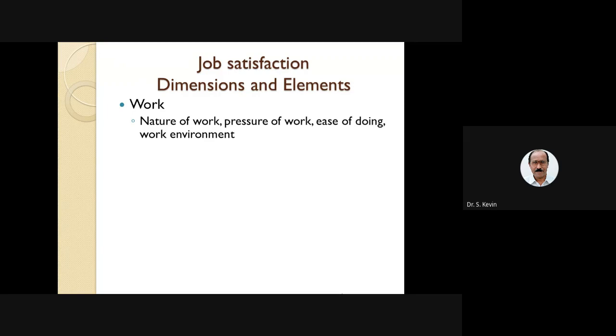Now, we are not going to ask questions about job satisfaction. We are not going to ask questions about work. We are going to ask questions about nature of the work, pressure of the work, ease of doing the work, and work environment. That is the important point. So if you want to prepare a questionnaire, you have to divide your variable into dimensions and elements and then ask questions on the elements.